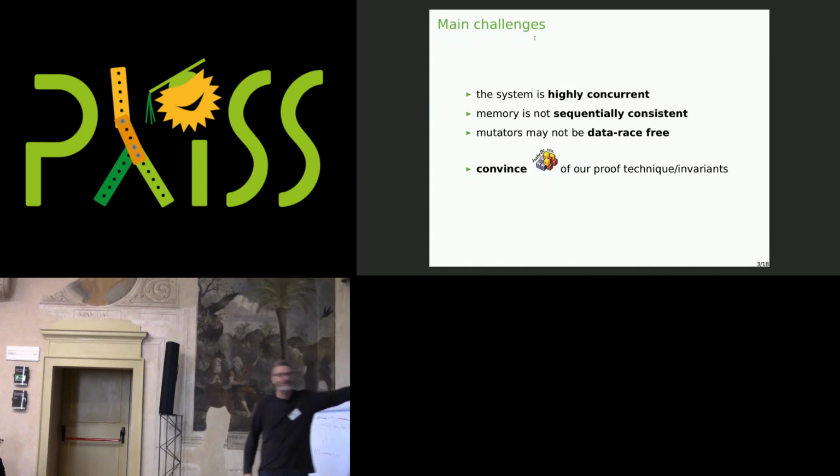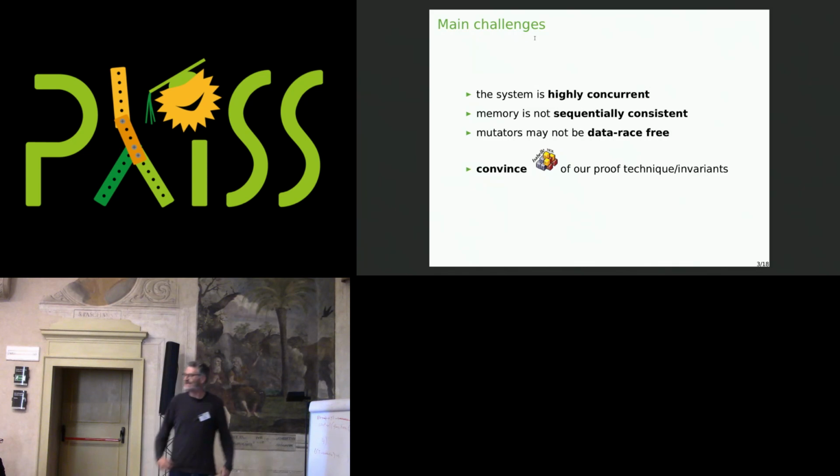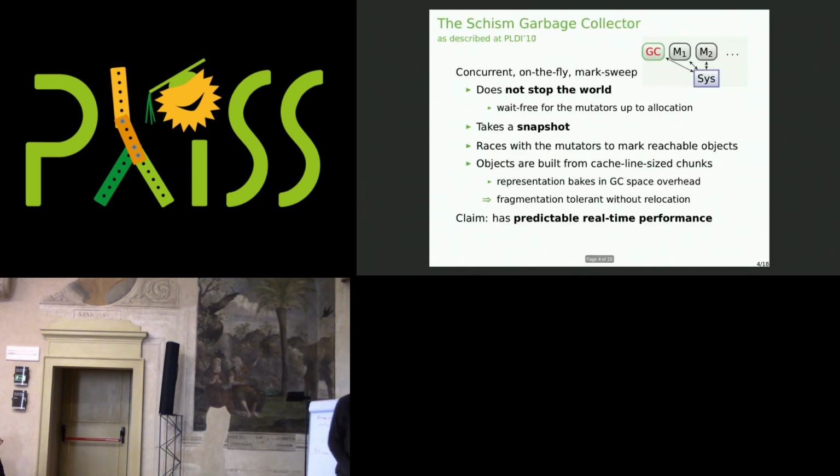And then, of course, we had to convince a proof assistant, in this case Isabelle/HOL, that in fact all of the invariants that I've been talking about up till now indeed do hold for the collector at hand. Okay, so I've already described the collector. You've seen all of this.